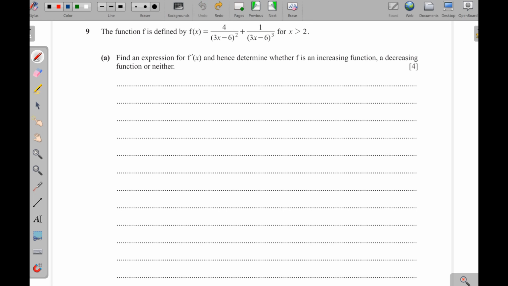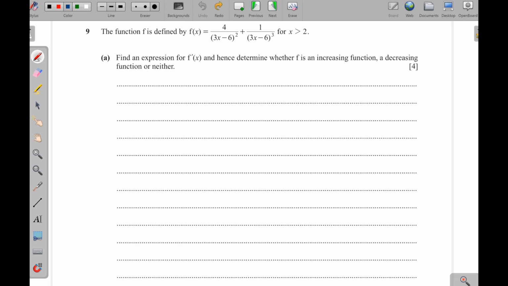Question 9, the function f is defined by this for x greater than 2. Because if x is 2, that means you have a 6 minus a 6, that will be 0. Then squared, of course, that's 0. So any number divided by 0 is undefined. So the function becomes discontinuous at x equal to 2. That's why the 2 was eliminated. So you can consider values on the left of the 2 and also on the right of the 2, but now they only want on the right of the 2.